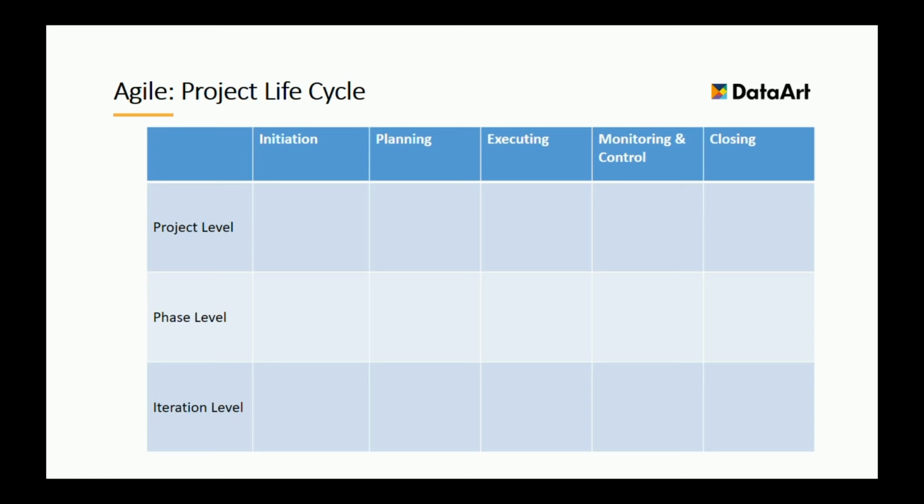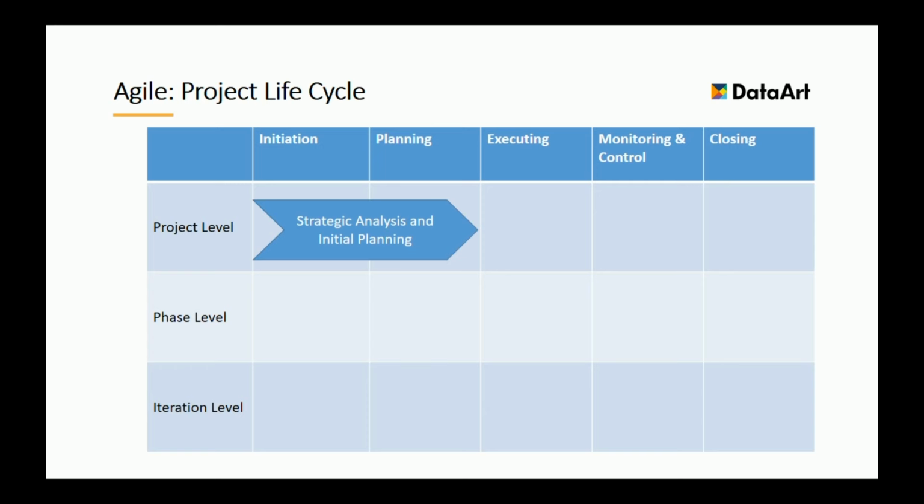Global project level, from, I don't know, getting what the customer wants till the final delivery. Phase level, if a project is split into several sub-phases, pieces. This can be releases or some calendar phases, quarters, months, etc. And actually iteration level, which in terms of Scrum is a sprint.